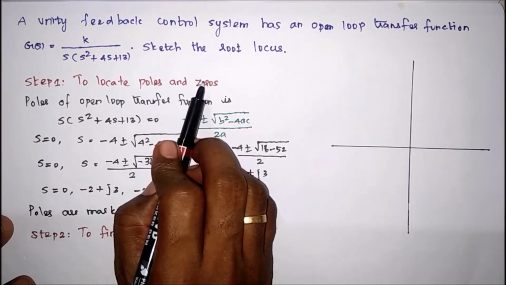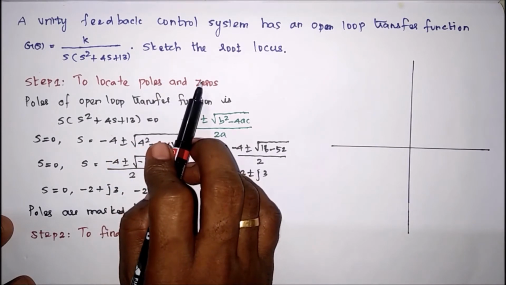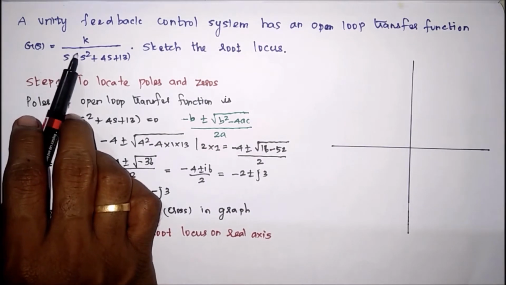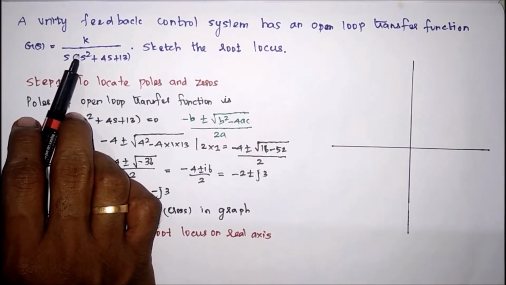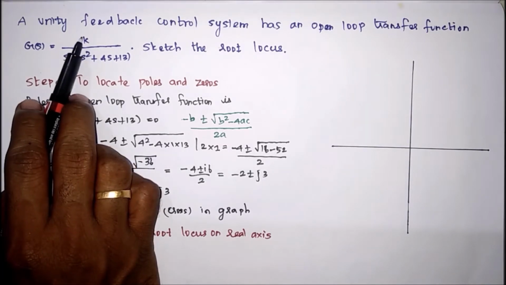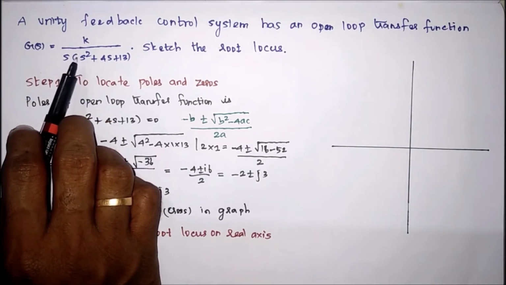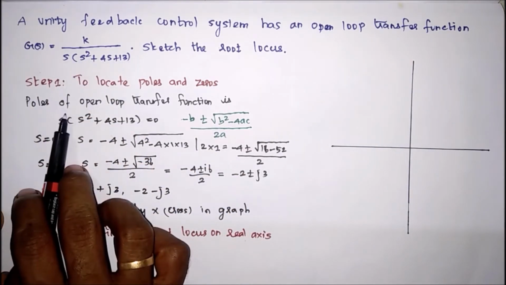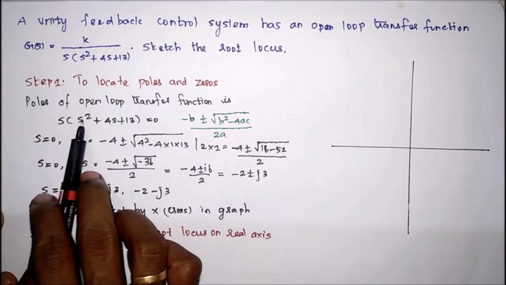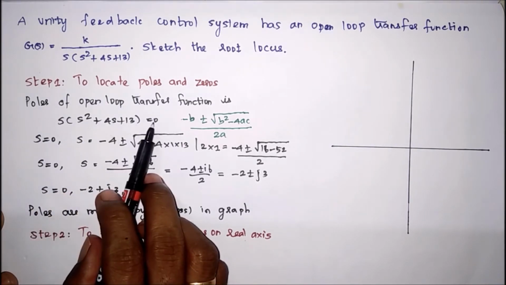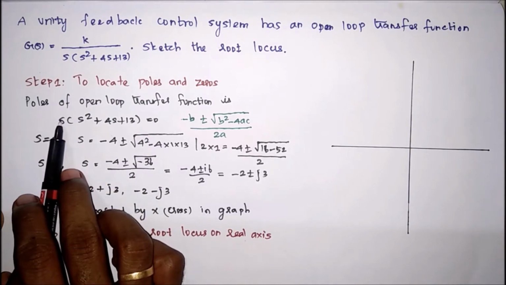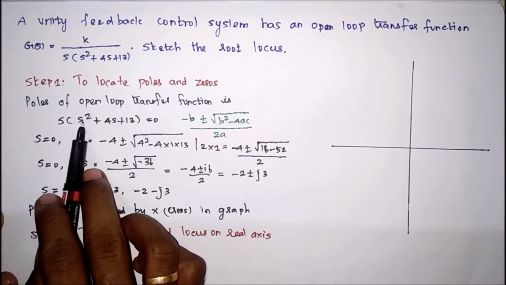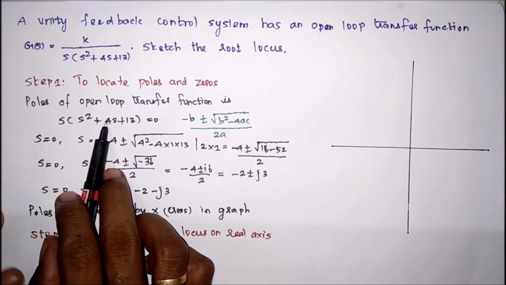in the graph. To locate the poles and zeros, from the given problem we have to find them. So this is the given open loop transfer function. From the open loop transfer function, the numerator part gives zeros, the denominator part gives poles. Therefore, for the poles of the open loop transfer function, we equate the denominator to 0. So s into (s square plus 4s plus 13) equal to 0. We can separate this s and this quadratic equation. s will become 0. Then for this quadratic equation we have to find the roots.